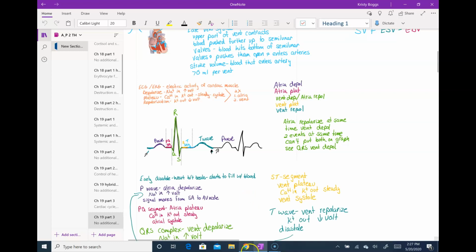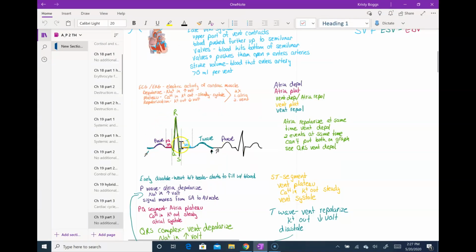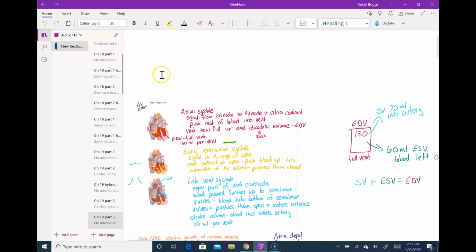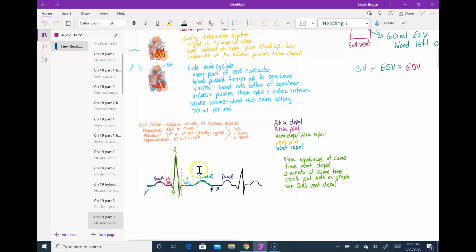So on your paper, you need to get a separate sheet of blank paper. Notice these pictures of the heart are not in order. So you need to cut them out and then tape them onto your paper in order. Then underneath that, draw your picture of the EKG and match up the pictures of the heart in the different stages of the cardiac cycle to the parts of the EKG.